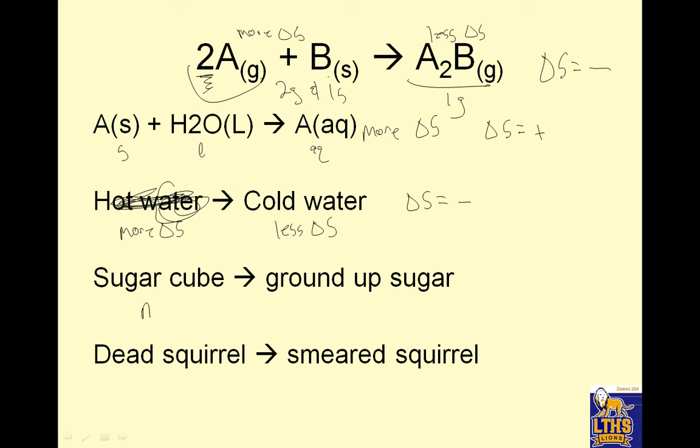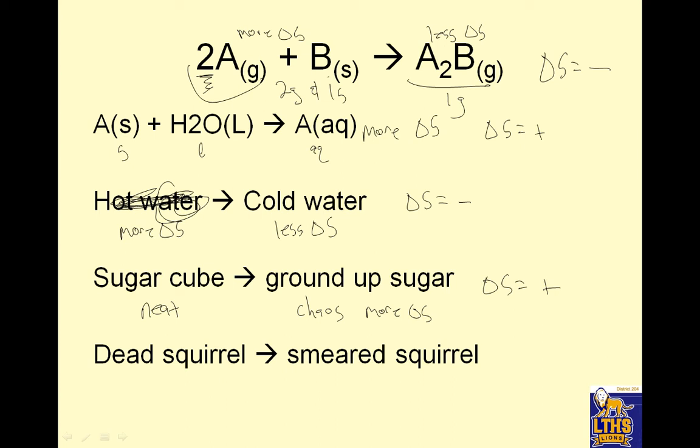Sugar cube. Neat. Ground up sugar. Chaos. I misspelled chaos. Chaos. So that means it is more delta S. Okay? So that means delta S went up. It became more disordered. A dead squirrel turns into a smeared squirrel.